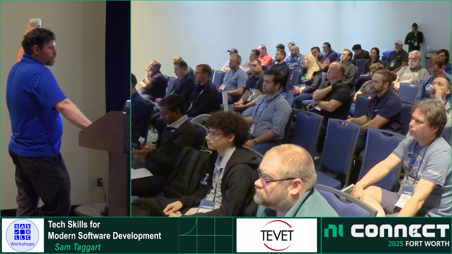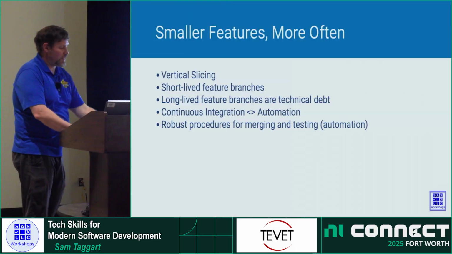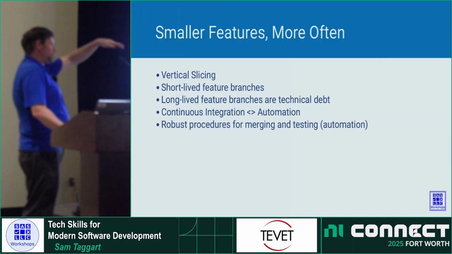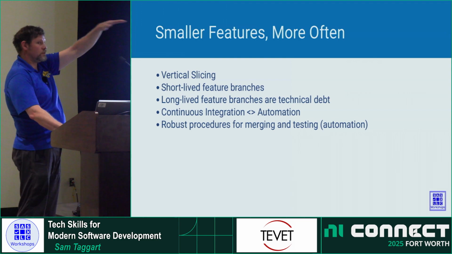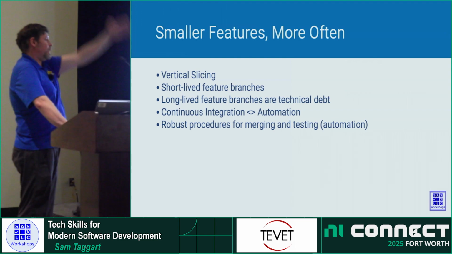Anybody ever hear the term vertical slicing? If you think of your code as layers, you've got the hardware layer, the data manipulation layer, a presentation layer, maybe a storage layer, and they're like horizontal, right? Vertical slicing is taking a slice of the cake vertically and hitting all those layers.